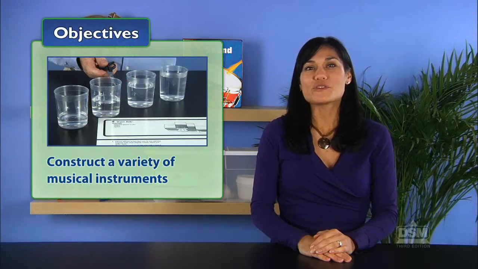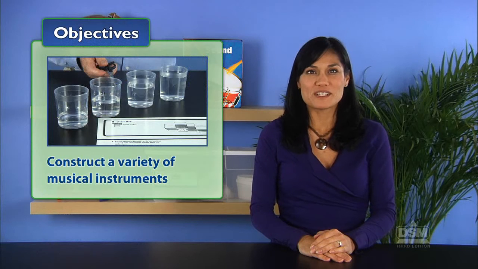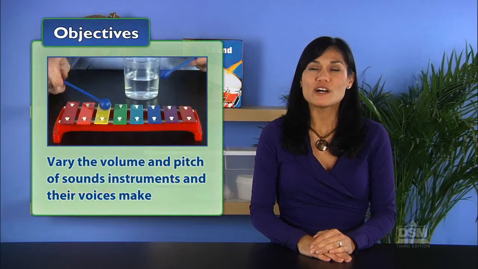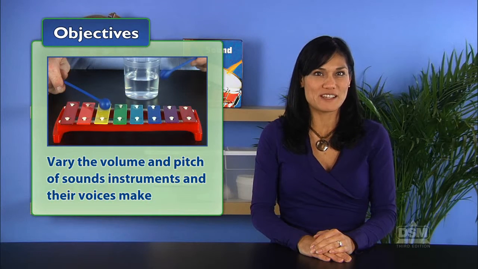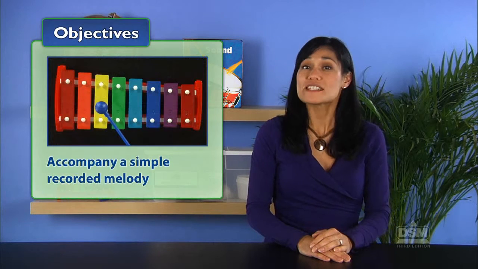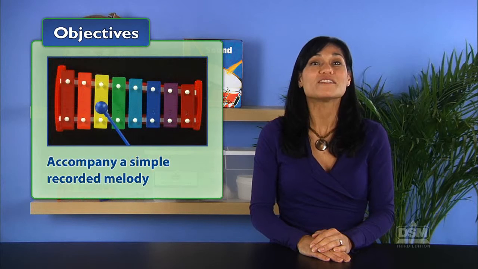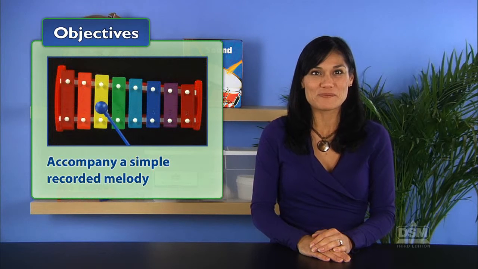In Activity 12, Rhythm Band, students construct a variety of musical instruments. Students first vary the volume and the pitch of the sounds their instruments and their voices make. Students then accompany a simple recorded melody using their constructed musical instruments.